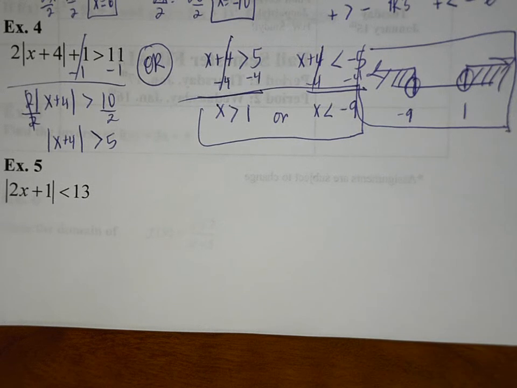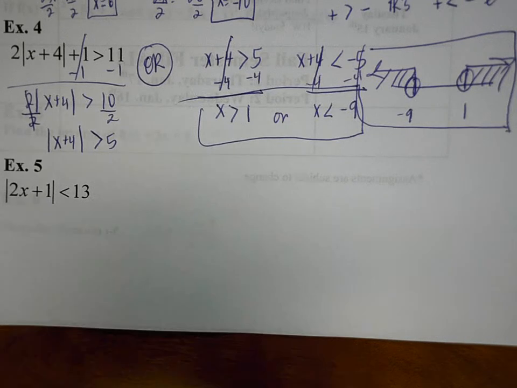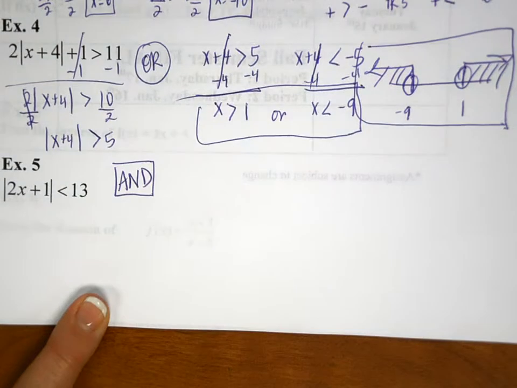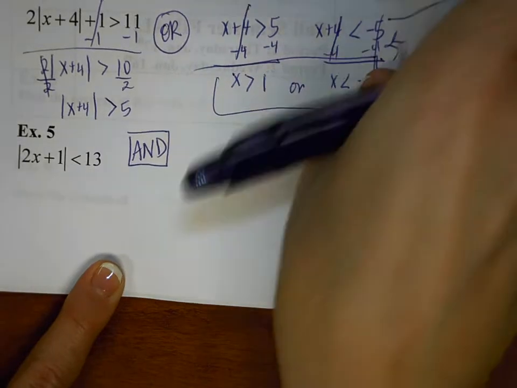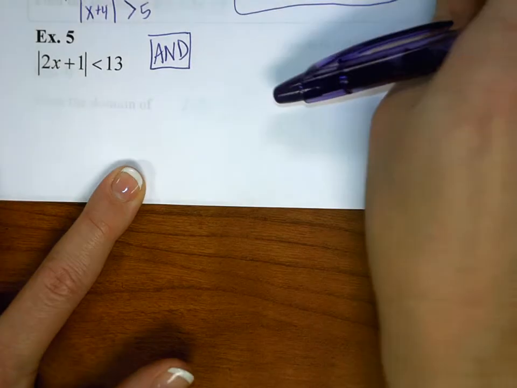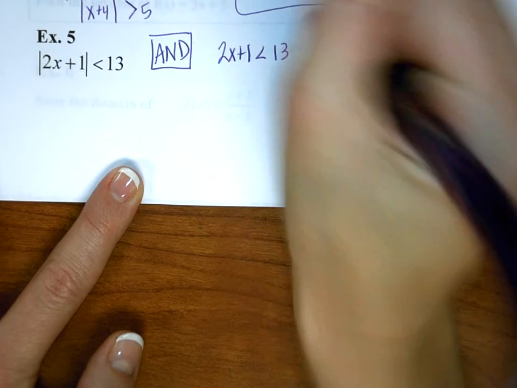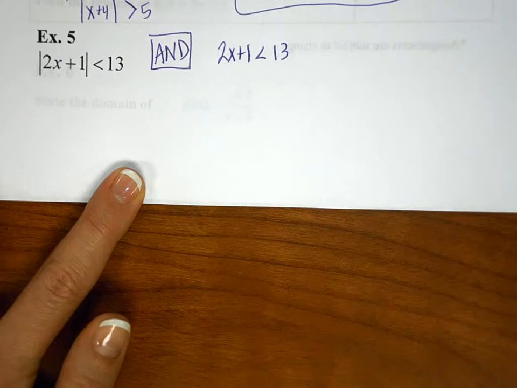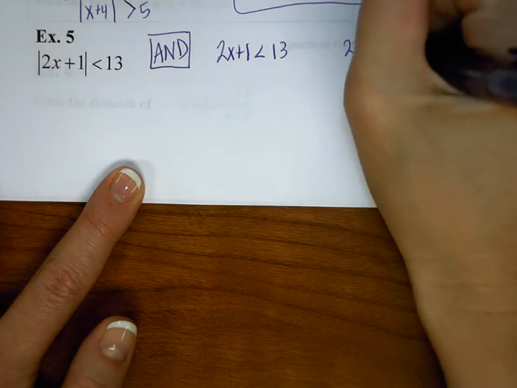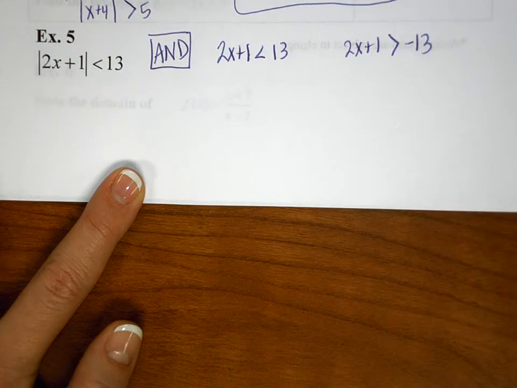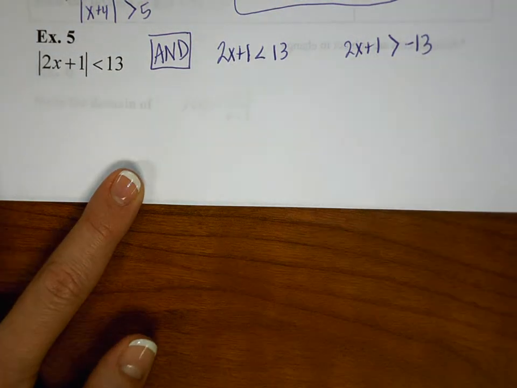Okay, example 5. Is the absolute value by itself? Yes. Once it's by itself, you decide. Is this an and or an or problem? Good. This is an and because it's less than is and. Okay? Now we can write our 2 equations. What is my first equation? Just what it already is. 2x plus 1 is less than 13. And what's my second equation? Perfect. Good job, you guys. Okay, so we flip our sign when we have the negative. And then now we solve these.